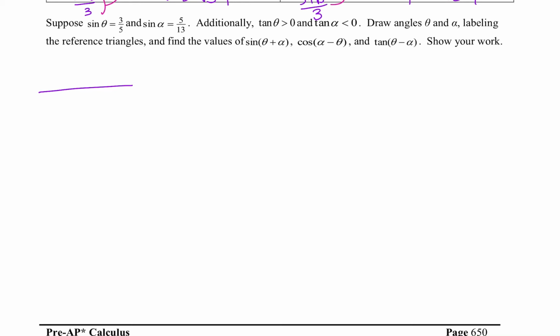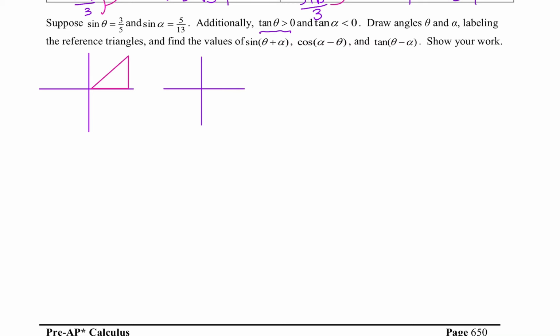So the first thing we need to do is draw our triangles, right? The first one says that we have sine of theta is positive 3/5. So sine can only be positive in quadrant 1 and quadrant 2. But it said that tangent's also positive right here. Tangent of theta is also positive. So the only way for tangent to be positive and sine to be positive is it has to be in quadrant 1. So I'm going to draw a right triangle in quadrant 1.